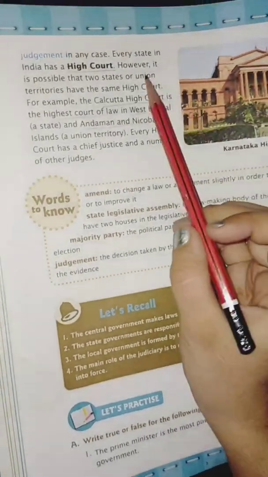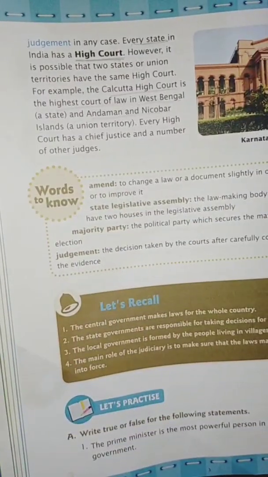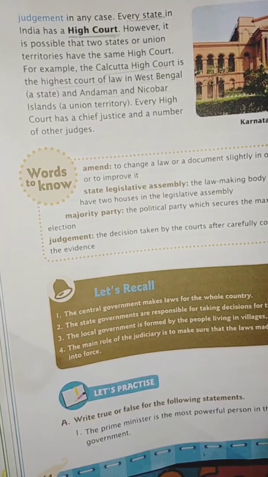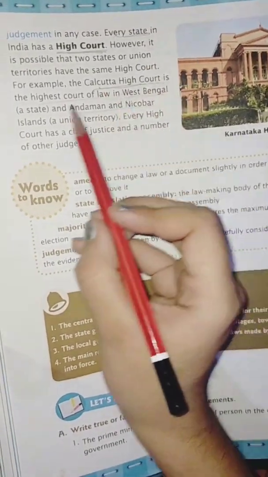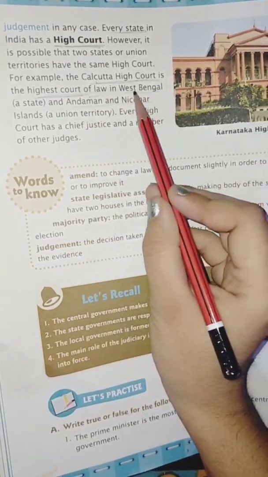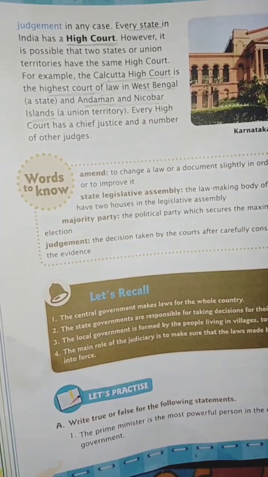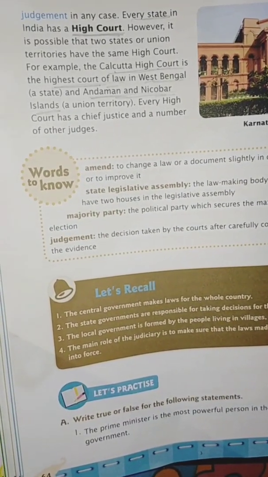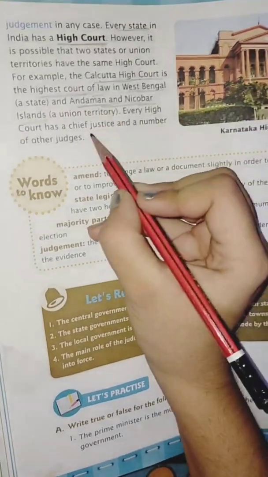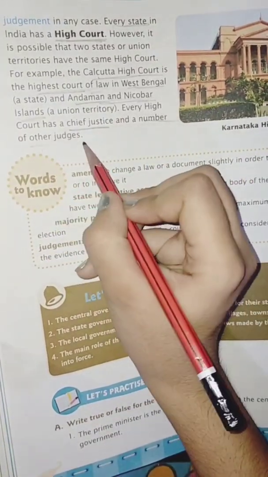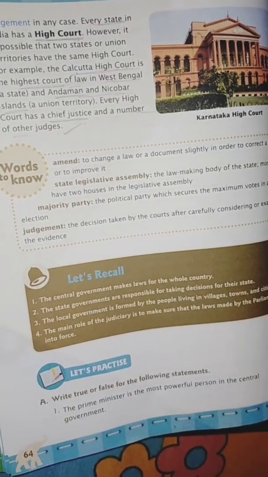Supreme Court. Moving further, every state has one high court, and many times two states share one high court. For example, Calcutta High Court is the highest court of the law in West Bengal and Andaman and Nicobar Islands. It is possible that two states share only one high court. Every high court has a chief justice and other judges to take a proper decision. So hope you are clear with the chapter.